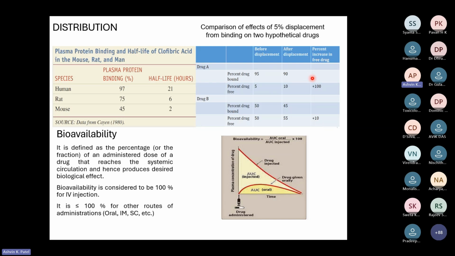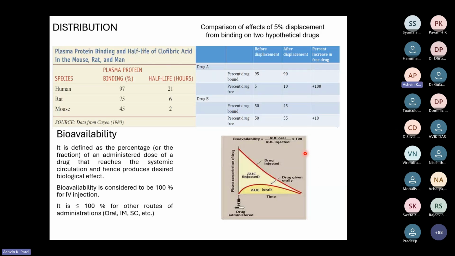Why is it important? Because free drug is pharmacologically active, and it sometimes produces more toxicity after even a smaller displacement of the drug from bound to free forms.